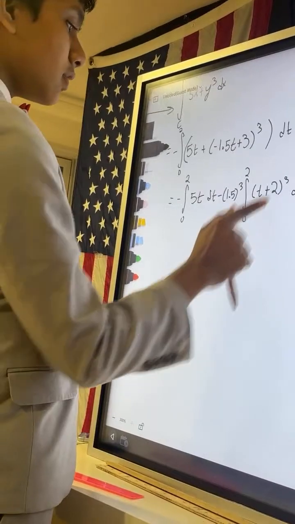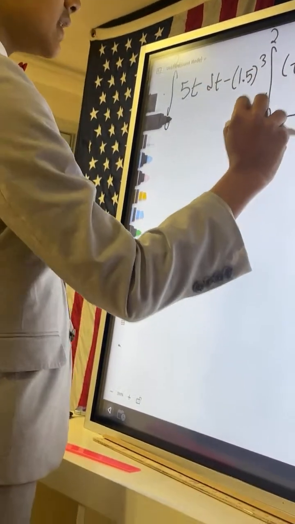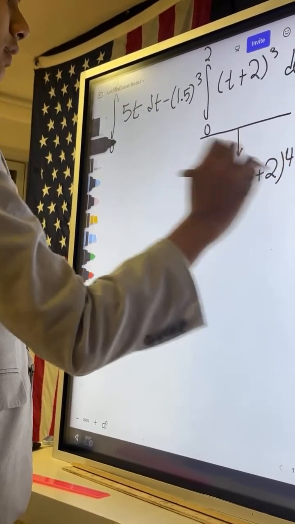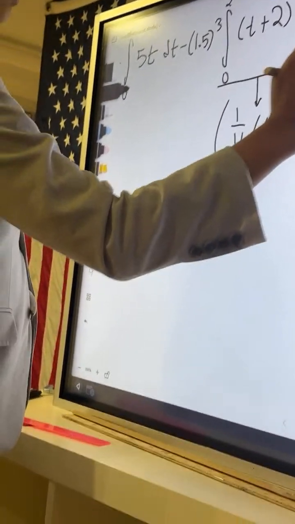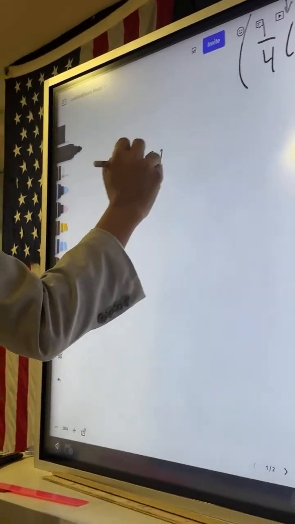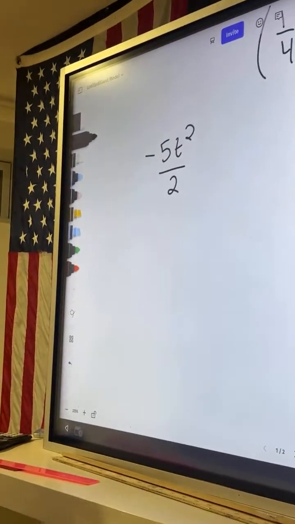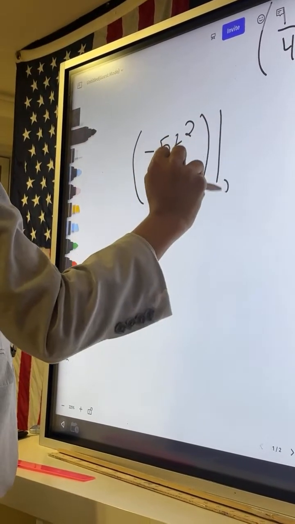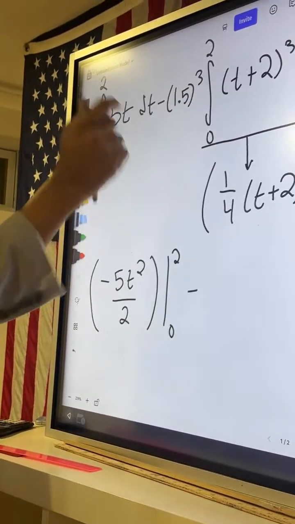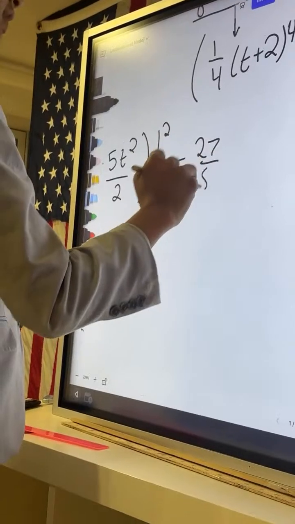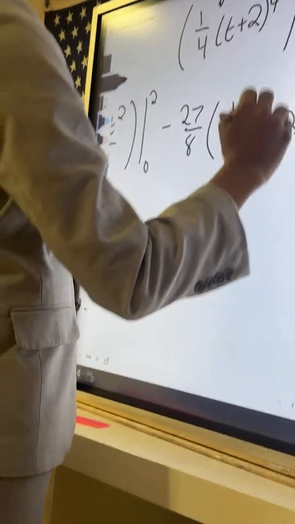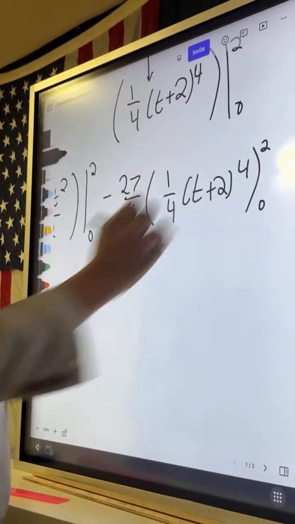And then from there, we can just do a u-sub and say that this is equal to 1 over 4 (t plus 2) to the 4th. So what does this give us? Well, that's pretty obviously just negative 5t squared over 2, from 0 to 2, and then minus 1.5 cubed, which is equal to 27 over 8, multiplied by 1 over 4 (t plus 2) to the 4, from 0 to 2.